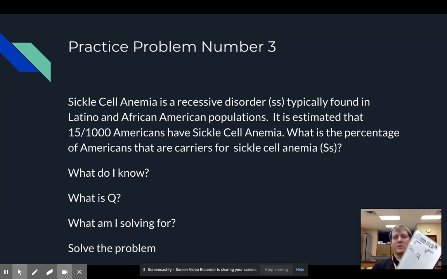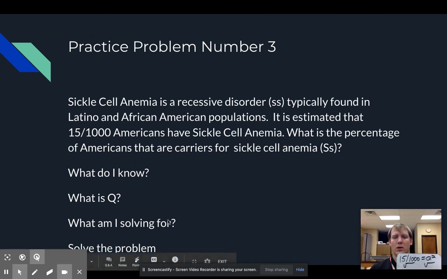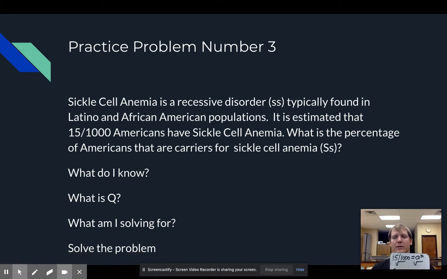If this problem sounds really familiar, it's because it's the same setup as the last one. The only difference is, what am I solving for? Last time we were solving for the homozygous dominant. This time we're solving for the heterozygous, so big S, little s, also known as 2pq.